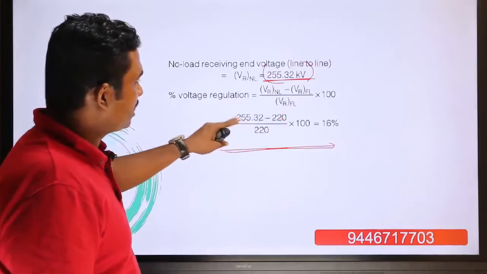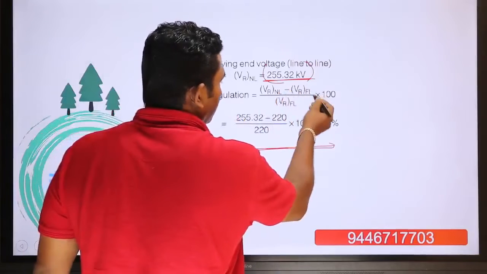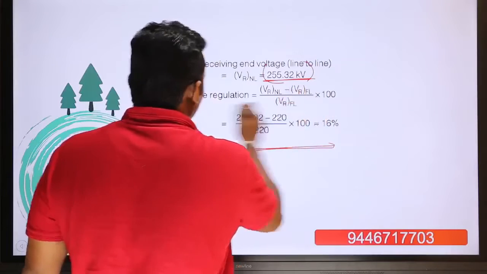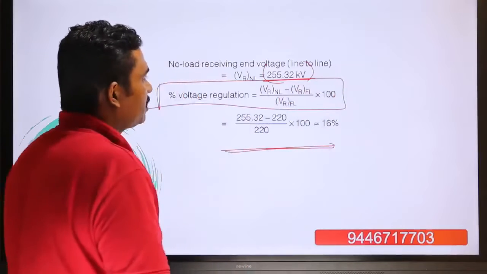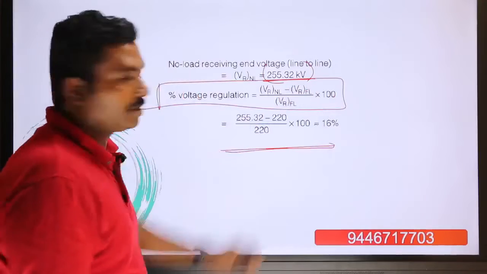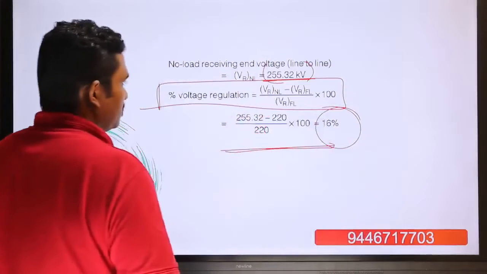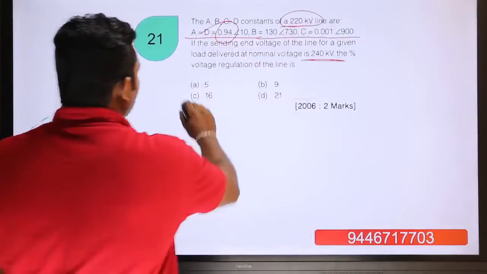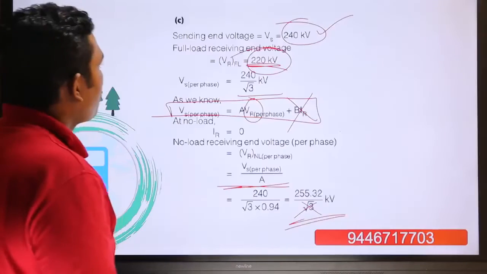So what is our voltage regulation? It is the receiving end no load voltage minus receiving end full load voltage divided by receiving end full load voltage into 100%. So it is (255.32 minus 220) divided by 220 into 100%, which will give you 16% voltage regulation. So what is our answer? Our answer is option C for question number 21.